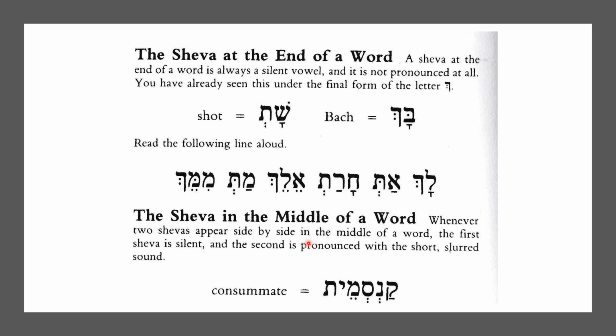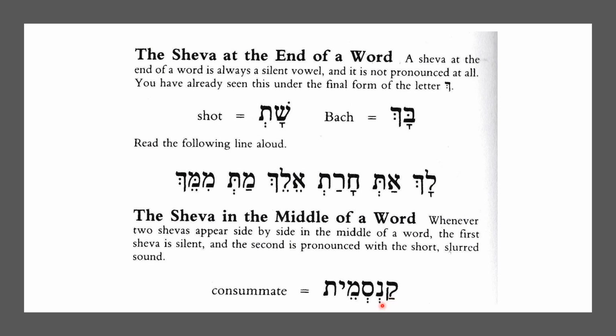Now, when the shava is in the middle of a word, it gets a little more complicated. The first rule was when it's at the beginning of the word, it's always pronounced. Second rule, when it's at the end of the word, it's silent. Now, if we have two shavas in a row, this is also a pretty standard rule: the first one is always silent, and the second one is always vocal.